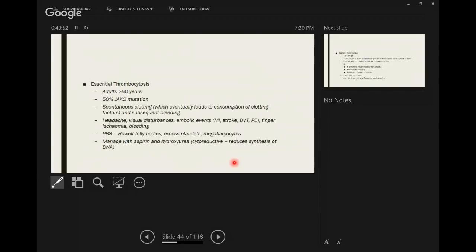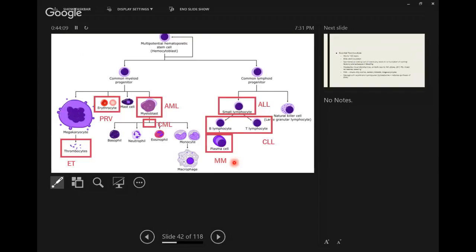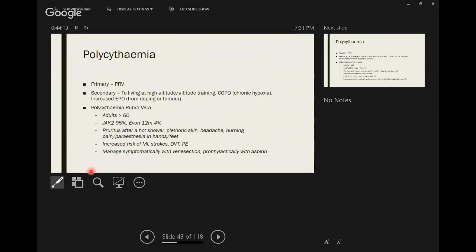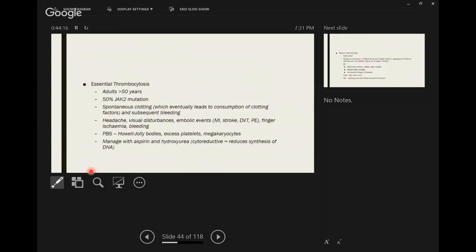It's actually due to clots forming and then being flicked off into the arterial system, into the fingers. It can be into the toes. It's rarely to the legs because the clots aren't big enough. On peripheral blood smear, you can see excess platelets and megakaryocytes. So we talked about here, these are your megakaryocytes. They're ejected into the blood in essential thrombocytosis.